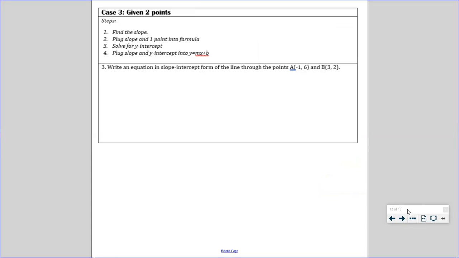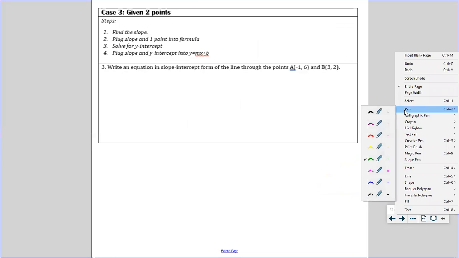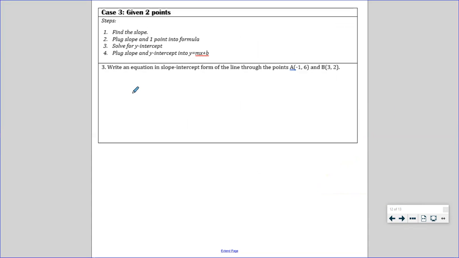Okay, third case, given 2 points. So if they give you 2 points, you need to find the slope, then plug the slope and one of the points into the formula, solve for the y-intercept, that's b, and then plug the m and the b into the formula. So they gave us our 2 points. So I'm going to have x1, y1, x2, y2.